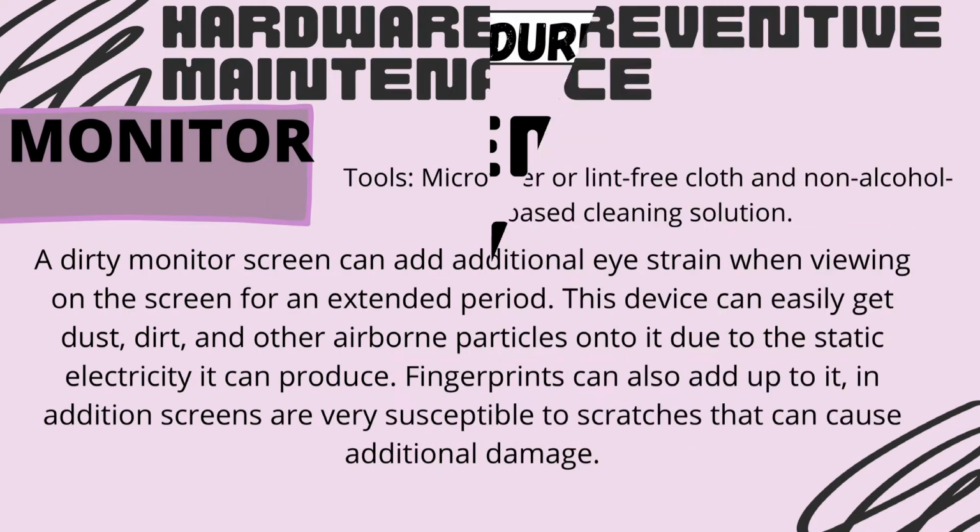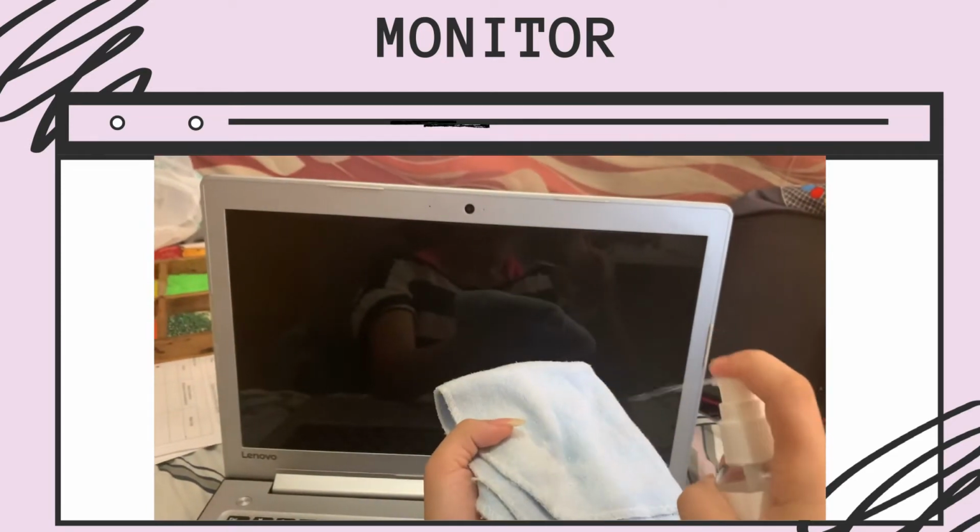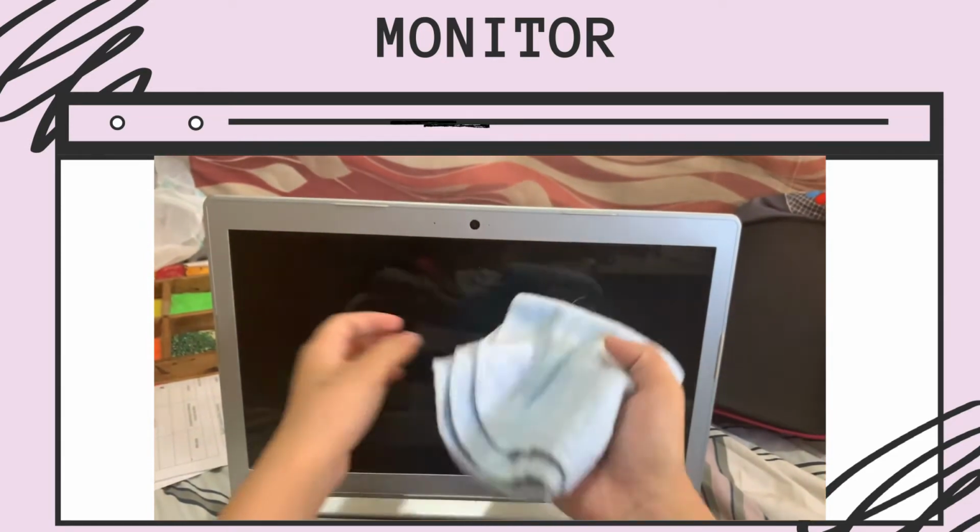The tools needed in cleaning a monitor are a microfiber or lint-free cloth and cleaning solution. The safety precaution in cleaning a monitor is to first unplug the monitor from the socket to avoid the risk of electric shock. Then, use a microfiber cloth or a lint-free cloth to clean or wipe the screen.